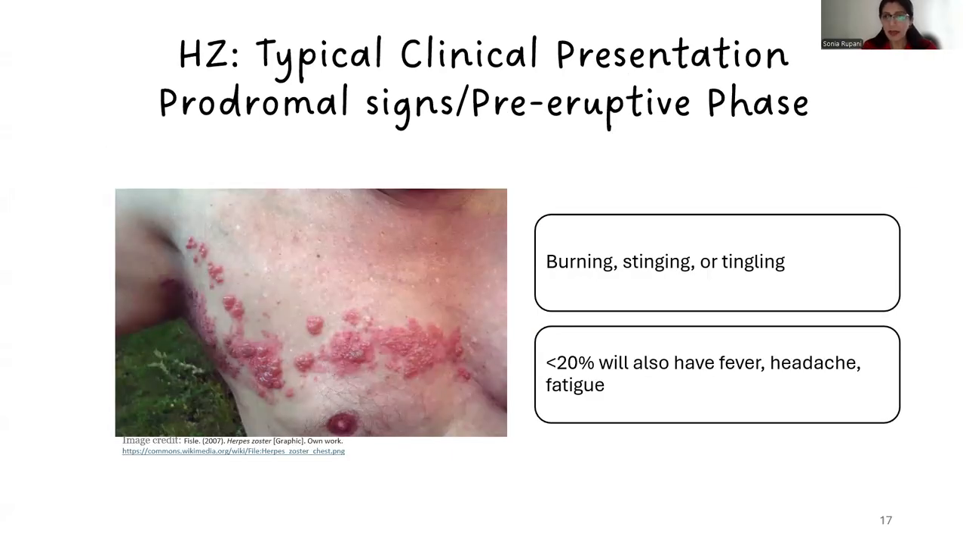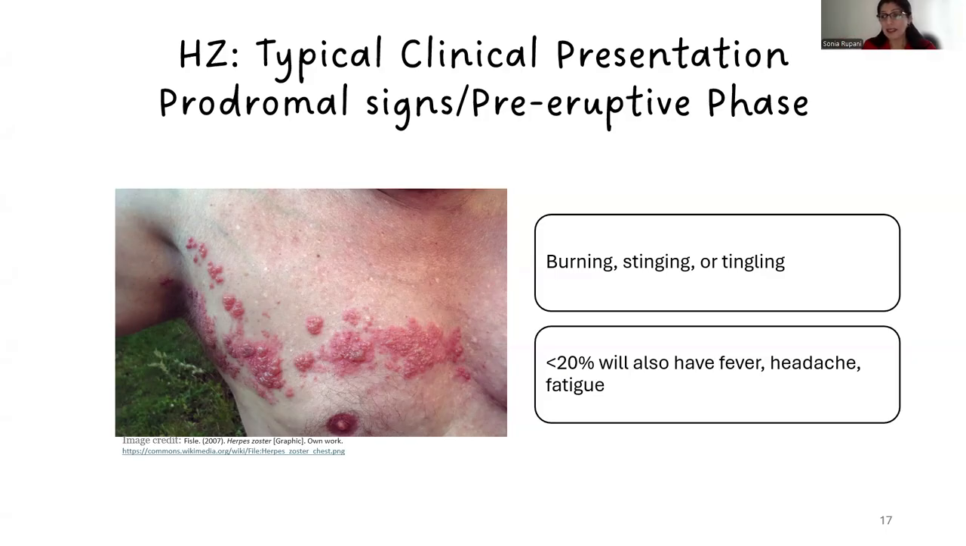The typical presentation is that most patients will have prodromal signs. What we mean is this is the pre-eruptive phase. This is where patients start noticing a burning, stabbing sensation in the area of skin where they then see the rash. They'll complain of a tingling sensation, like something crawling down, it hurts, it's stabbing pain. In less than 20%, they may also have fever, headaches, and fatigue.